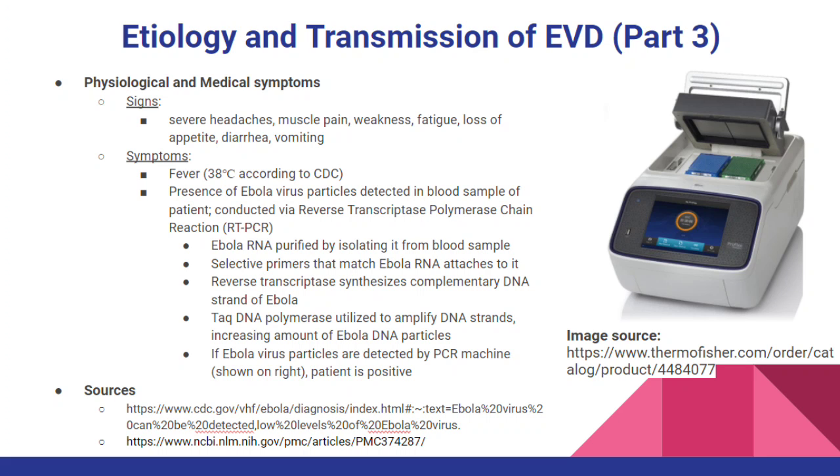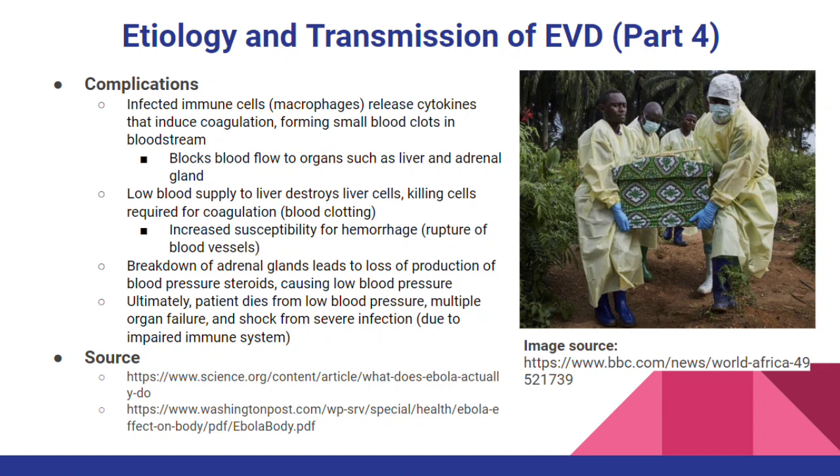So this is how the reverse transcriptase PCR test can be utilized in order to diagnose a patient that is suspected of having Ebola. Now for the complications of Ebola. As I mentioned before, Ebola virus targets immune cells such as macrophages and dendritic cells. This would trigger the release of cytokines that shouldn't be released in this situation. Some of these cytokines would induce coagulation, which is the formation of blood clots in the bloodstream.